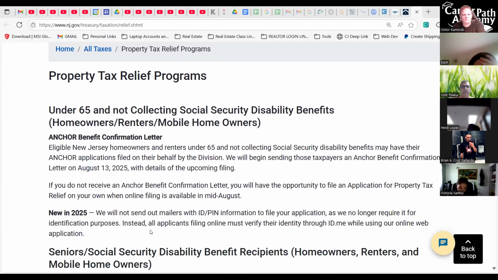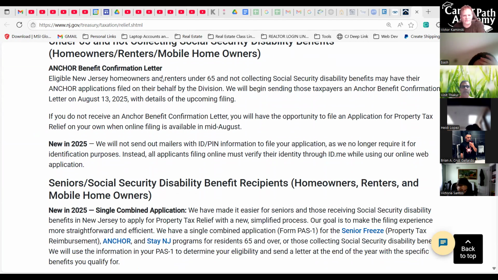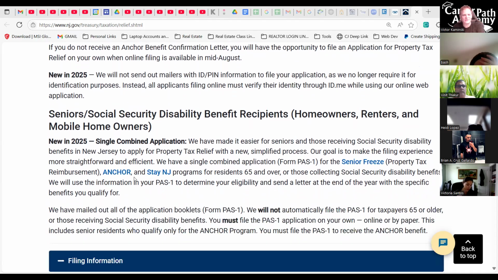So it talks about all kinds of property tax relief programs. Let's see, under 65, not collecting Social Security, disability benefits, homeowners, and mobile homes. You got an Anchor benefit. New in 2025, we will not be sending out mailers or IDs or PINs for your application. Oh, you have to verify your ID now through ID.me. Oh, okay, so yeah, not making it easier for seniors.